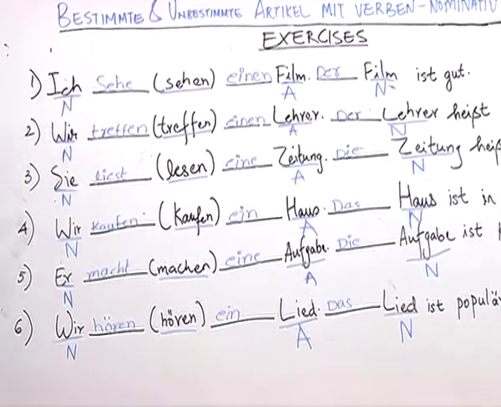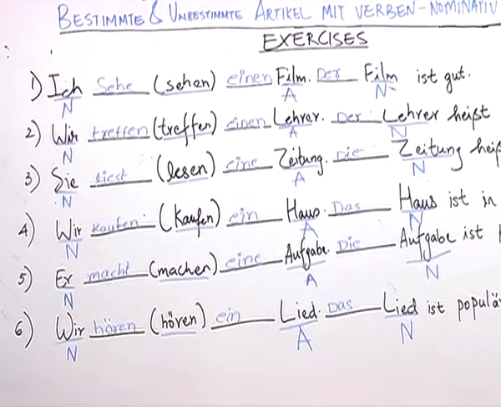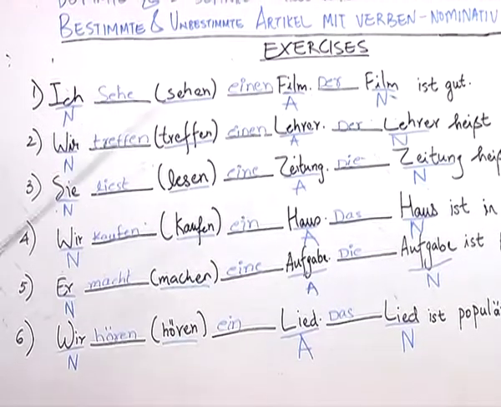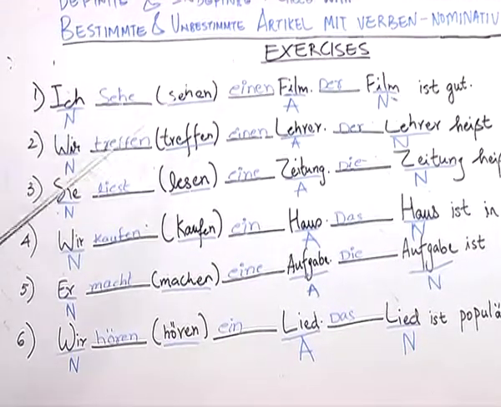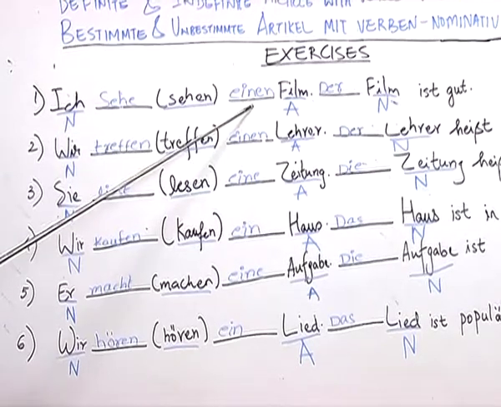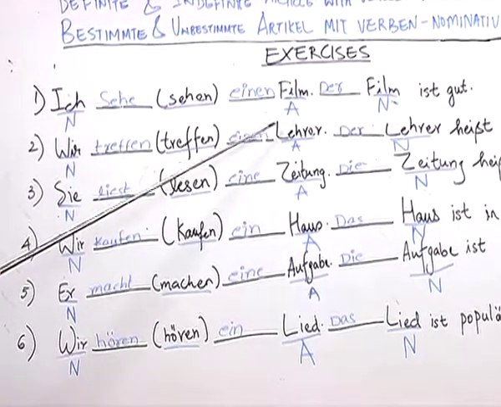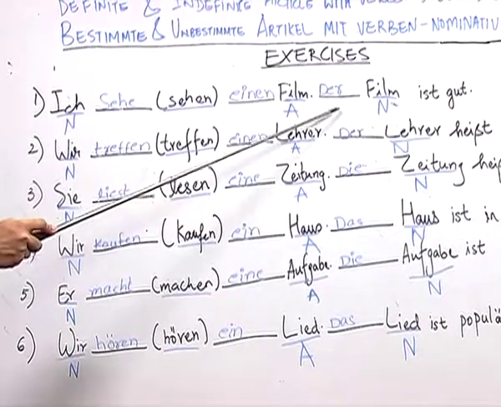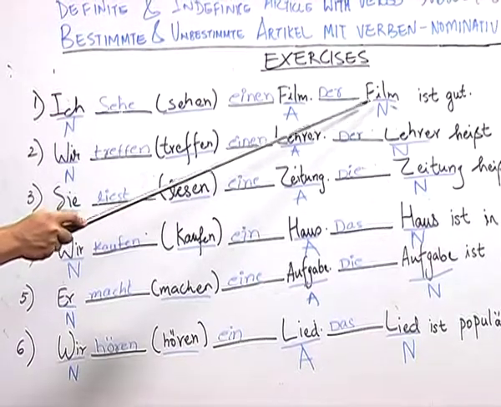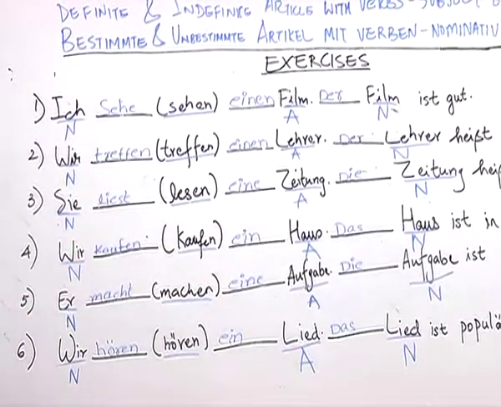So, with this kind of exercise we could learn to again conjugate the verb, write the correct form of the indefinite article in accusative, and also learn to write the correct form of the definite article in nominative.